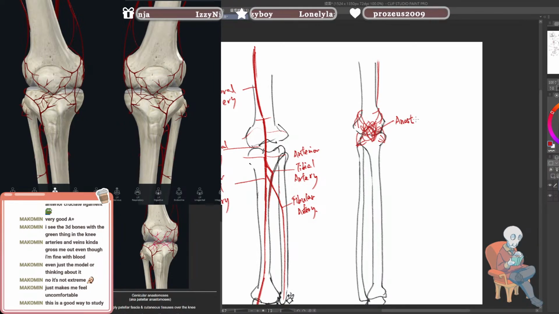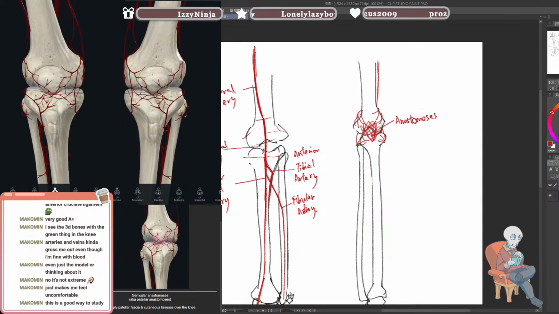Anastomosis. I'm not looking at the answer, I'm trying to spell anastomosis. Let me look at it. Anastomosis. Oh, almost. This is an O. What's an A? Anastomosis. Like this.